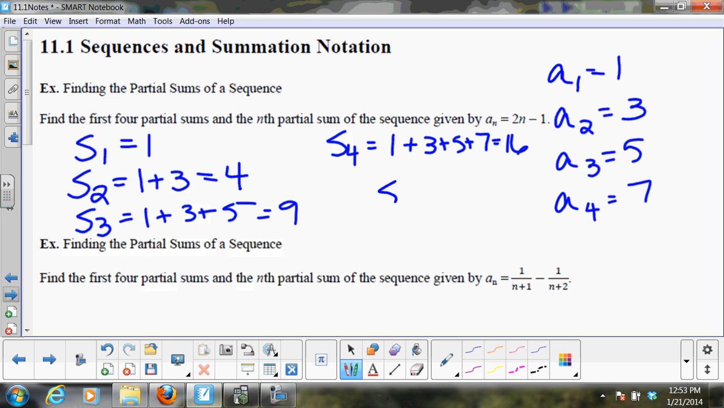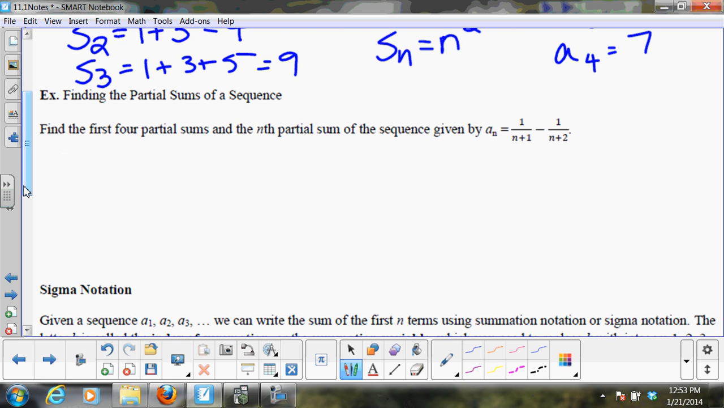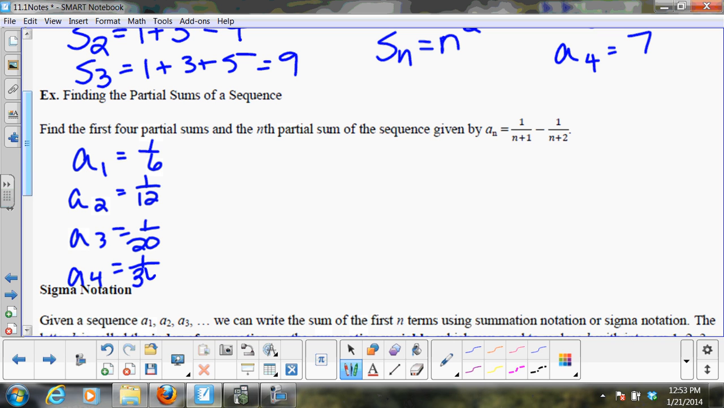So the nth partial sum is n squared. The fourth sum was 16, third sum was 9, second sum 4, and so on. So we can do the same thing again. The first 4 terms. The first term is a 6th, the second term is a 12th, the third term is a 20th, and the fourth term is a 30th.